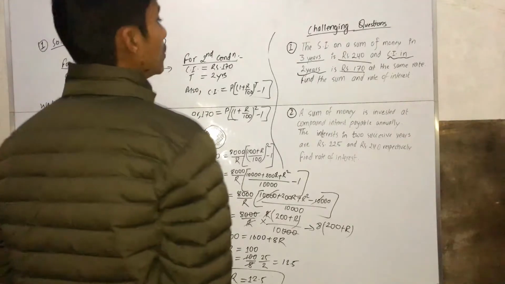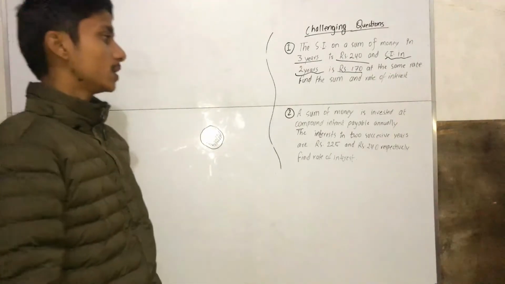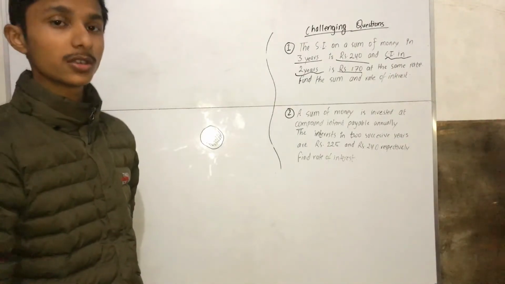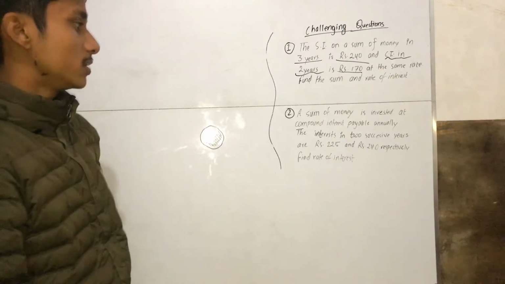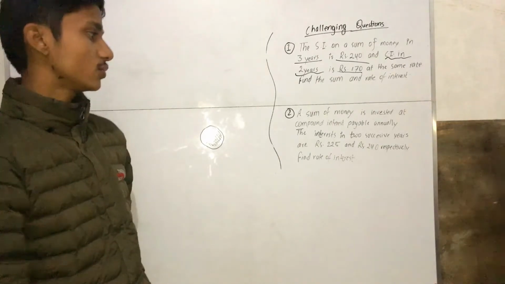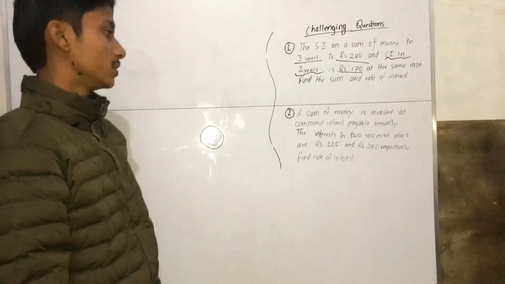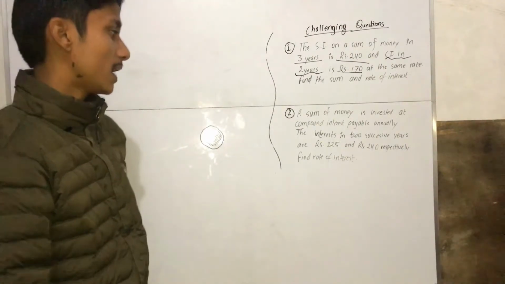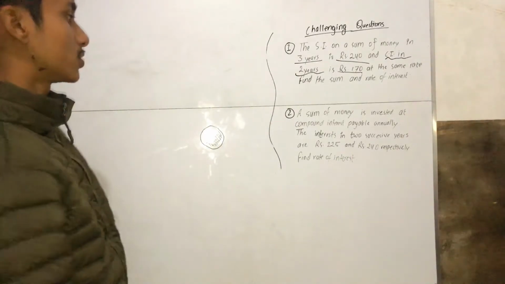Okay, so now we move to our next. Now our second question is, a sum of money is invested at compound interest payable annually. Payable annually means what? Compound interest is paid each year. Okay, the interest in 2 successive years are Rs 225 and Rs 240 respectively. Find the rate of interest. Here interest for 2 years are given, means for first year Rs 225 and for second year 240. Let's solve this question.